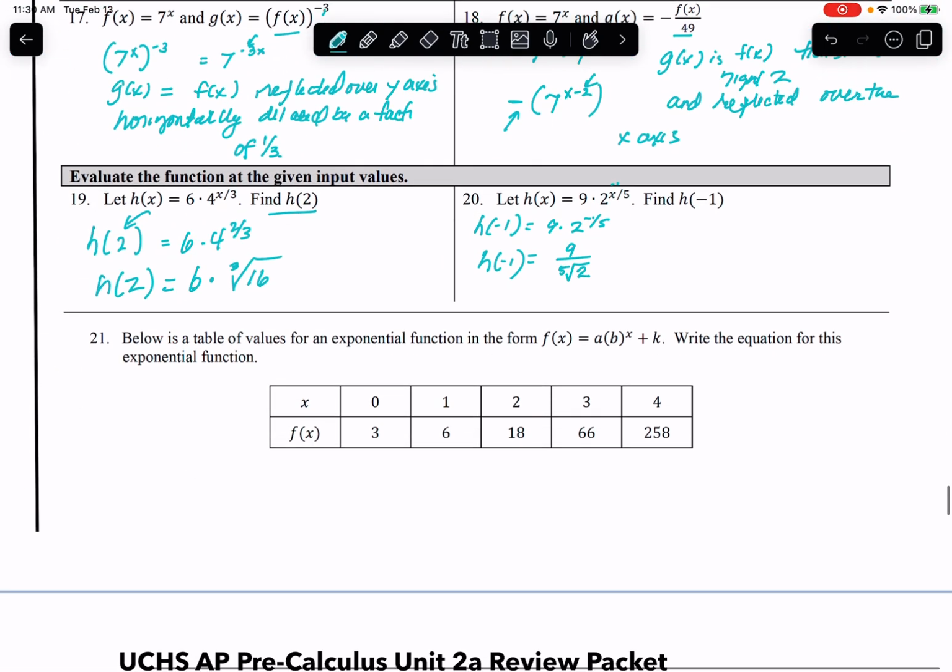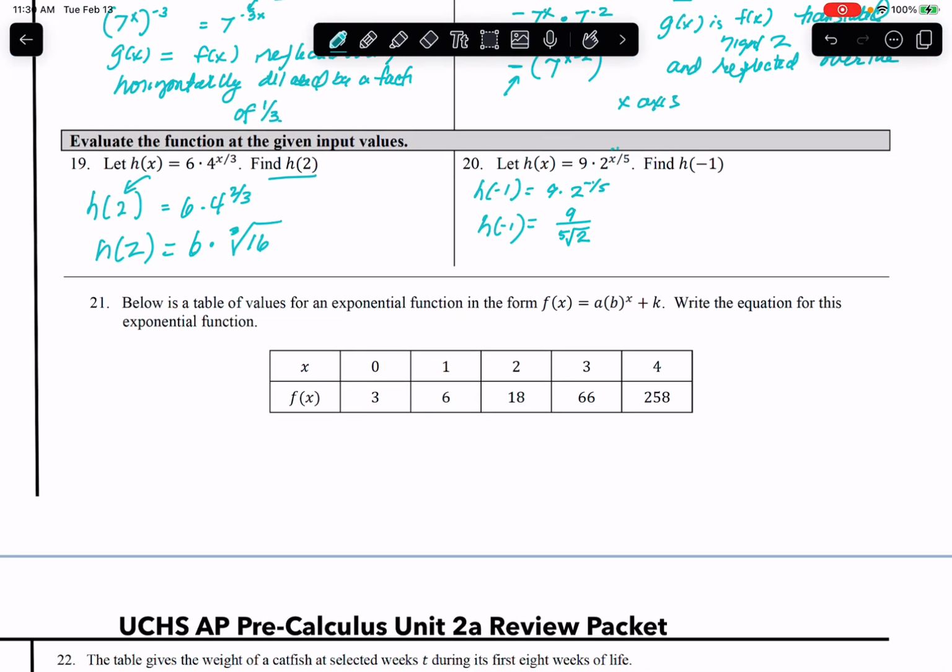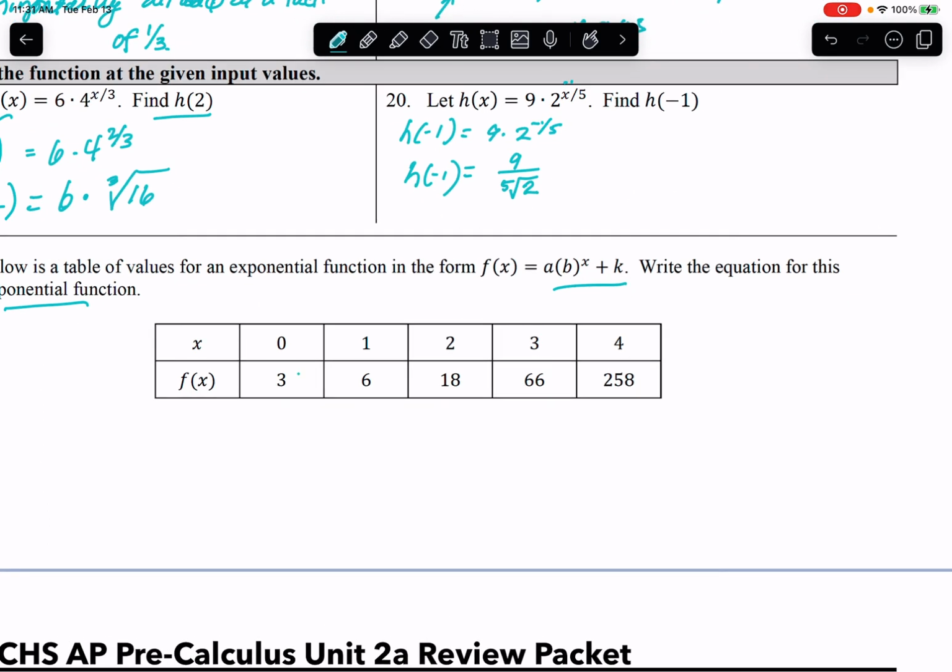All right, let's see, 21. Write the equation for this exponential function. Okay, so this is one that's been translated, so it's going to be a common ratio, but it could be a certain number away. So I always start with 1, 2, 3, 4. So if this was 2, it would be 2 to the 0 plus 1 gives you, 2 to the 0 plus 2. This would be 2 to the 1 plus 4, so that's not got the same plus, so k wouldn't be the same here, so it's not 2.